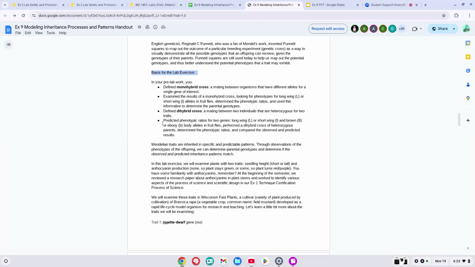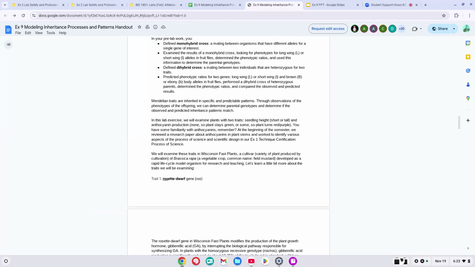So a dihybrid cross is a mating between two individuals that are heterozygous for two traits. So there are predicted phenotypic ratios for two genes, right? So you looked at long wing and short wing, and then brown and ebony body alleles in fruit flies. You performed that cross of heterozygous parents, determined the ratios, and compared those observed and predicted results. So looking at the monohybrid and dihybrid crosses that you did in pre-lab won't be too big of a jump from what you'll be doing here today.